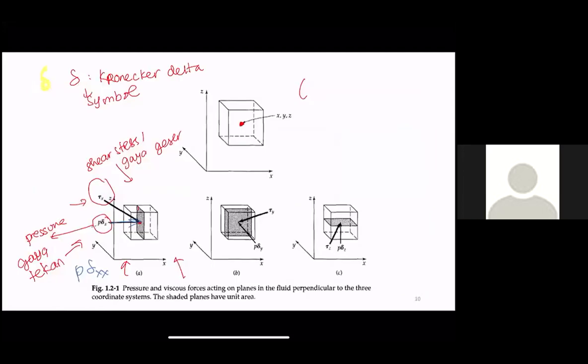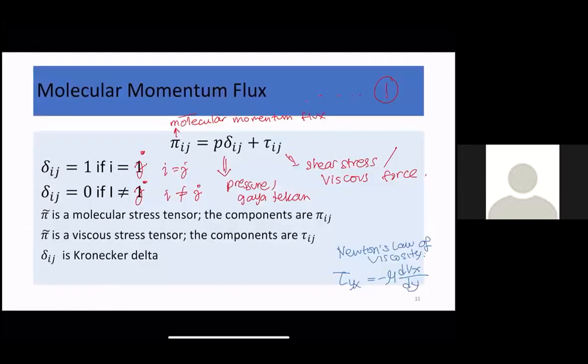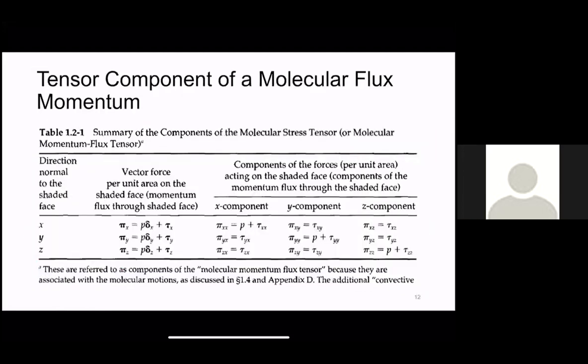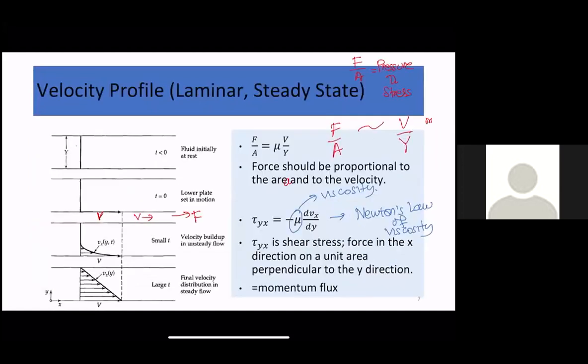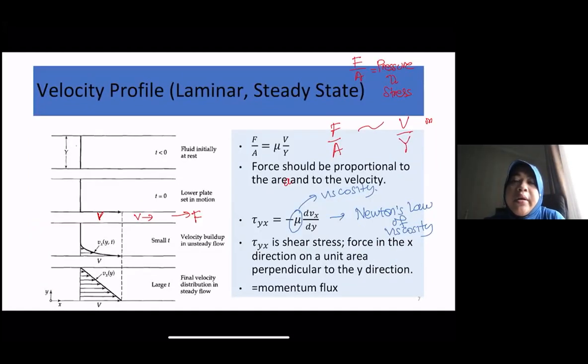Okay, Christian. Ma'am, I just want to confirm something. Please correct me if I'm wrong. Basically, what causes shear stress is actually a certain force, and molecular momentum flux is caused by shear stress. Is that correct, ma'am? Yes. So molecular momentum flux can be caused by shear stress or it can be caused by pressure.